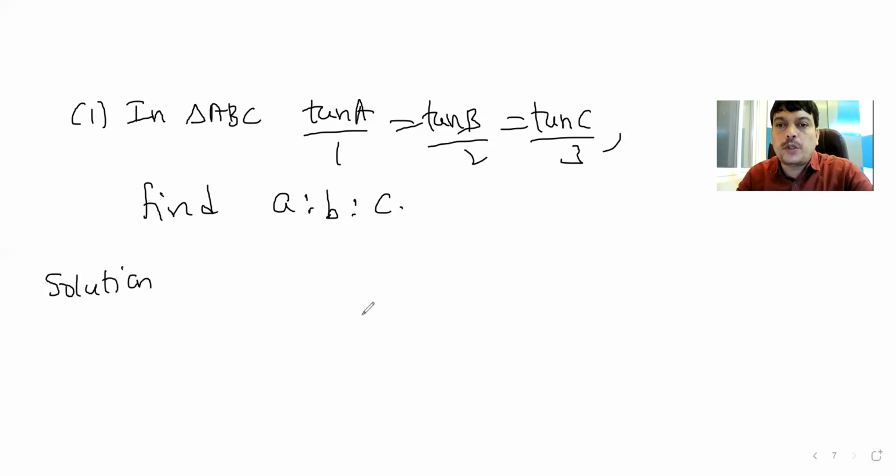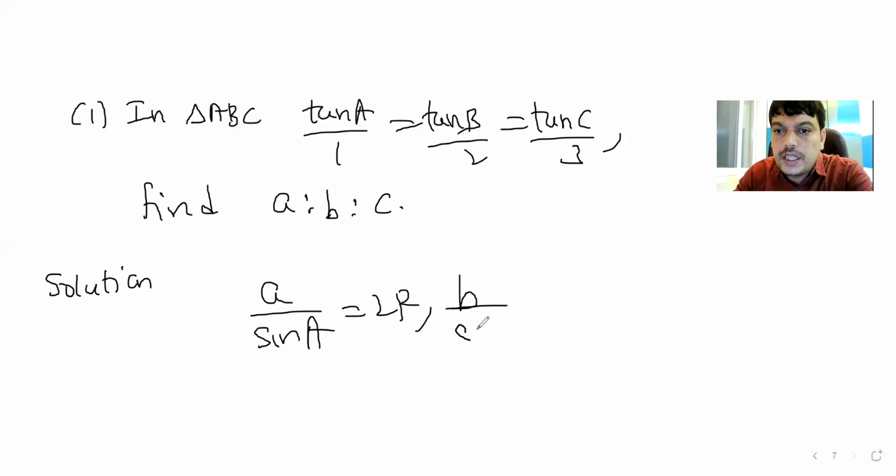So first, in order to approach this problem, we have ratio of sides. And you have just now seen in sine rule that ratio of sides are connected with sine of the angles. So we can connect sides with sine of angles using the sine rule. According to sine rule, we already know a by sine A equal to 2R. What else do we know? b by sine B equals 2R. And c by sine C is 2R.